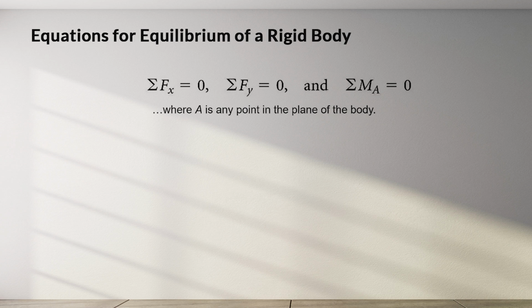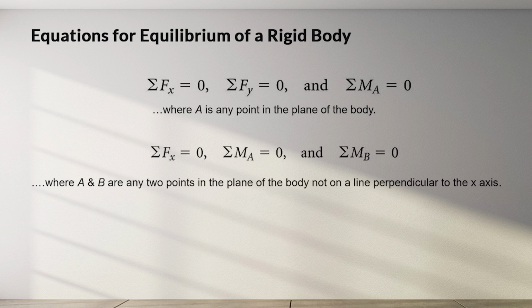For equilibrium in two directions, only three independent equations can be written. For an alternative set of equilibrium equations, one set of the force equations has been replaced by a moment equation. For example, the summation of forces in the x direction is equal to 0. We can then use two moment equations where A and B are any 2 points in the plane of the body, not on a line perpendicular to the x-axis.